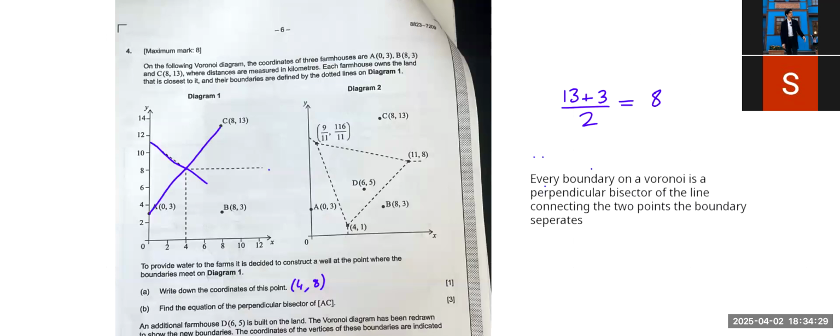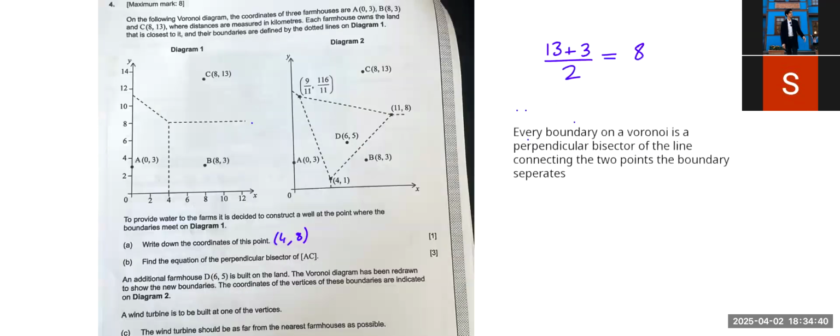Basically, for example, this boundary line separates A and C, right? So it is the perpendicular bisector of AC. Now, how do you find a perpendicular bisector of 2 points? For a perpendicular bisector, you need two things. First of all, you need to know what a perpendicular bisector is, by the way. Perpendicular means 90 degrees, and bisector means it goes through the half.